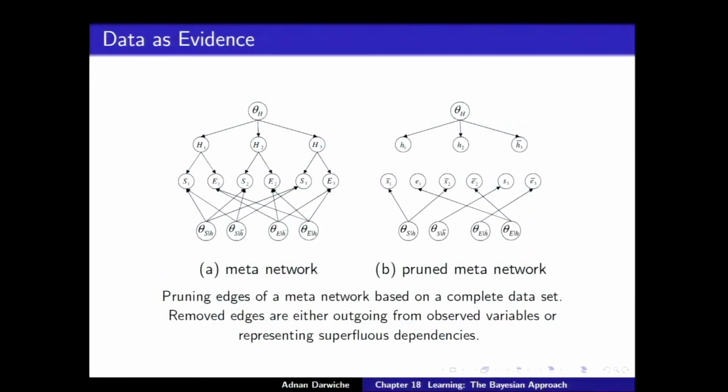In fact, if you take the meta-network and assume that the data is complete and do the pruning as we discussed, what you're going to get is a bunch of disconnected naive Bayes networks where the root of each is one of your parameter sets. And now I hope you can see why this will allow you to have nice closed forms for the posteriors. I'm going to show it to you.